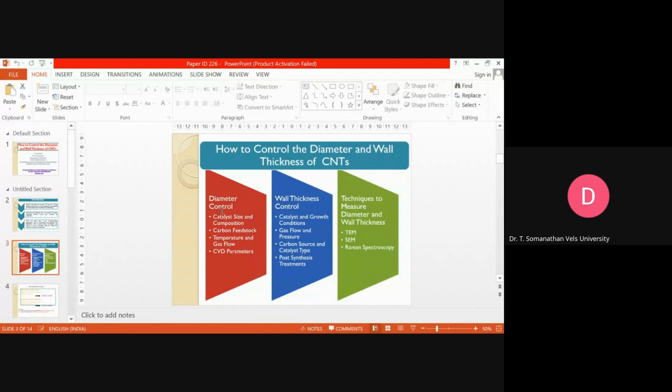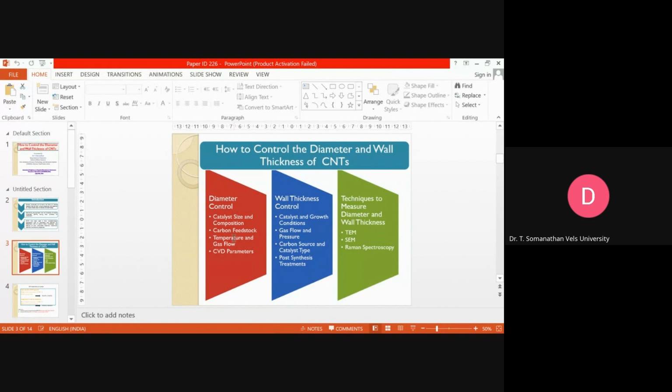By processing parameters like catalyst size and composition, carbon feedstock, temperature and gas flow, like chemical vapor deposition parameters, and other parameters. For wall thickness control, you need to consider the catalyst size and the growth conditions, and the gas flow and the pressure need to be followed, and the types of carbon sources and catalyst type need to be understood.